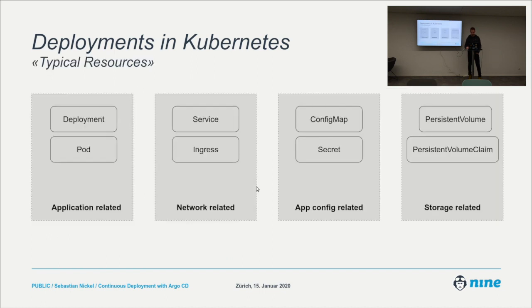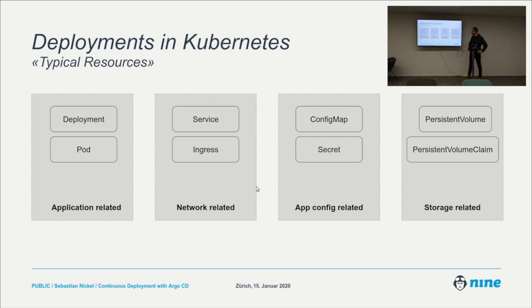Typical resources. I think I talked a bit already about them. Deployment: for those of you who already know Kubernetes, that's a bit boring now, but you specify the image, the number of replicas, and you also say which config map or secret should be mounted where. Then you have the pod, which is, I'd say, the smallest unit in Kubernetes, where your workloads, your containers, are actually running.